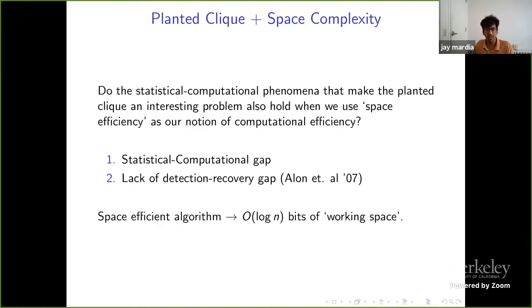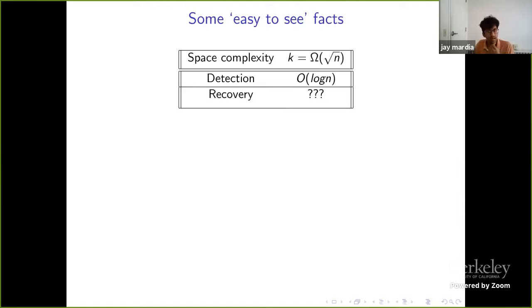Just so we're on the same page, by a space efficient algorithm, we mean an algorithm that takes roughly O of log n bits of space, or working space, or scratch paper. Okay, what are some easy to see facts about the space complexity of this problem? In fact, if we simply analyze existing algorithms for this problem, it's very easy to see that detection can be solved efficiently, in O of log n bits of space, as soon as k is larger than the square root n threshold. This is exactly what we wanted, and so far things are great.